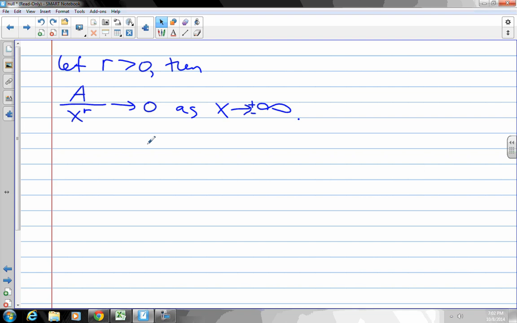Now I'm going to do a magic trick. I need something to write with. Okay, here we go. So here's my little function. And I'm going to try to figure out what happens to the values of this function as x gets larger and larger and larger. So I'm going to ask you this question. What is the largest exponent that you see in the denominator? 2. You agree with that?